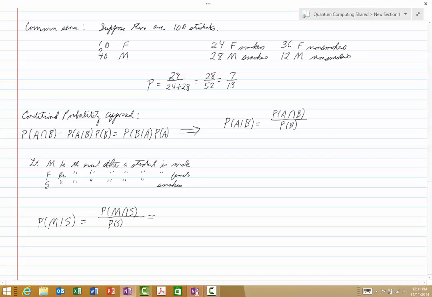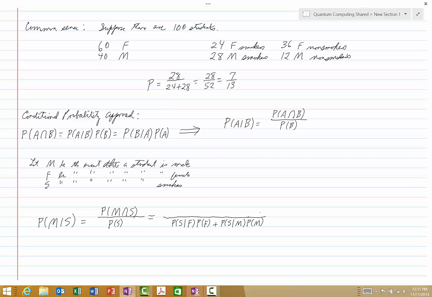Now, the expression in the bottom is easy, actually. The probability that a student is a smoker is equal to the probability that a student is a smoker, given that the student is a female, times the probability that the student is a female, plus the probability that the student is a smoker, given that the student is a male, times the probability that the student is a male. That's the total probability that the student is a smoker.